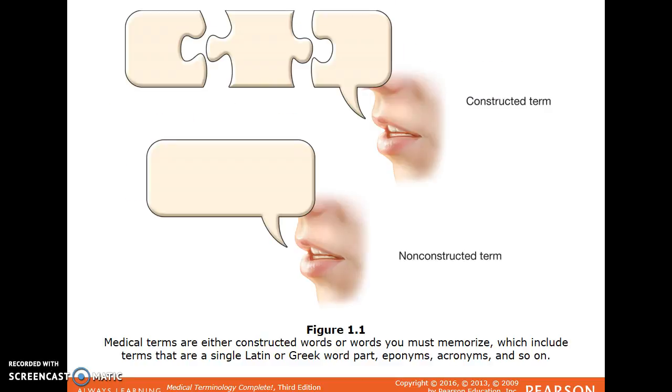So constructed terms are composed of more than one word part. And then the non-constructed terms are terms you have to memorize. They include terms that are a single Latin or Greek word, an eponym, an acronym, or so on.